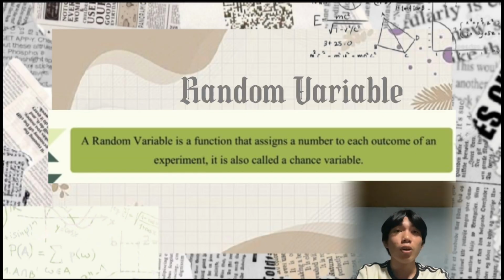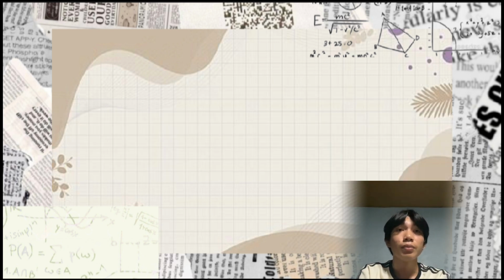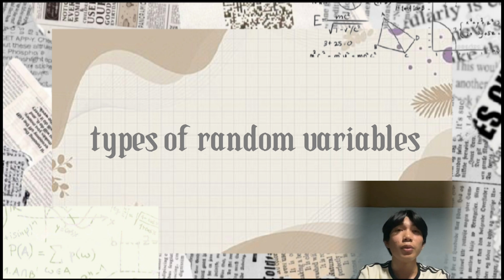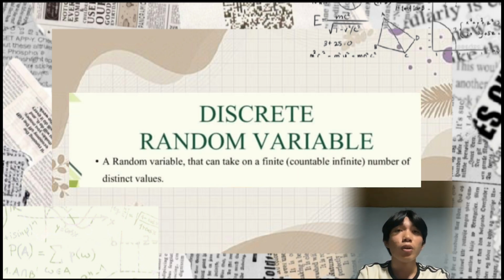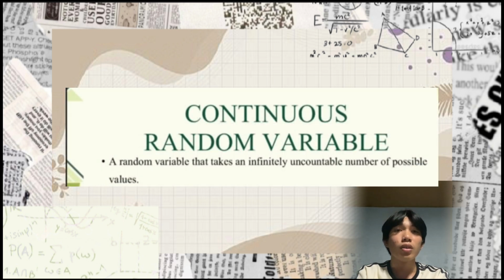A random variable is a function that assigns a number to each outcome of an experiment. It is also called chance variable. There are two types of random variable. Discrete random variable, which is a random variable that can take on a countable number of distinct values, and continuous random variable, which is a random variable that can take an infinite uncountable number of possible values.